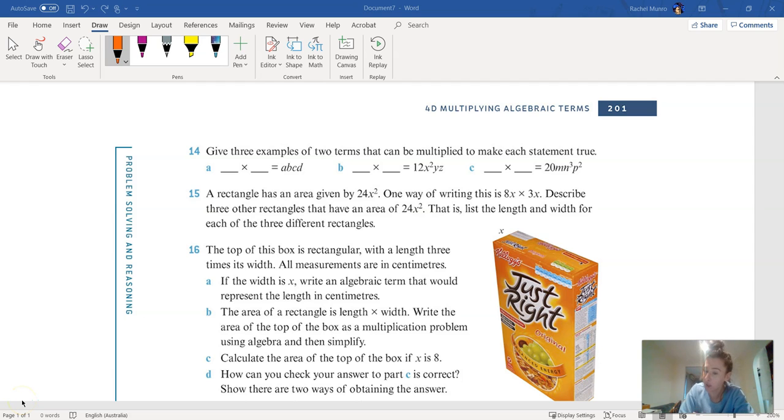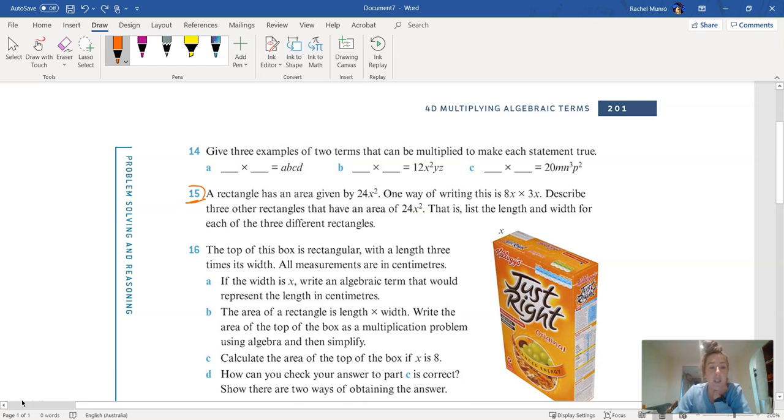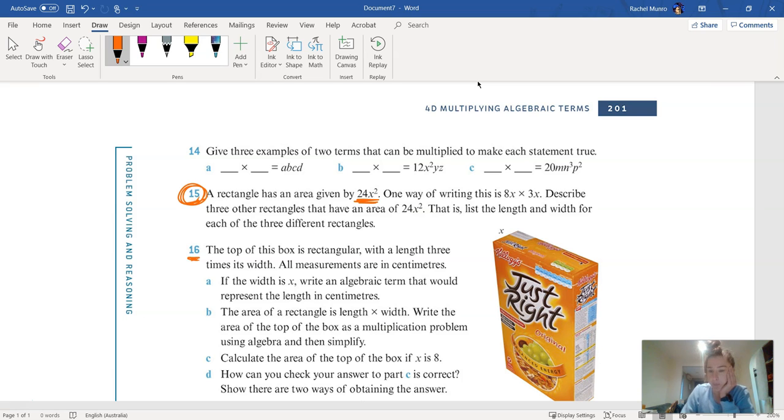Okay, team, we're now going to work through some more worded questions using this multiplication of algebraic terms. This is more of a real world application where you can actually see how this is used and why it's important to learn. So I want to work through question 15 with you, and then we're going to talk through question 16 as well. Okay, so a rectangle has an area given by 24x squared.